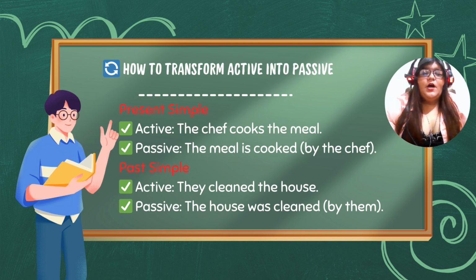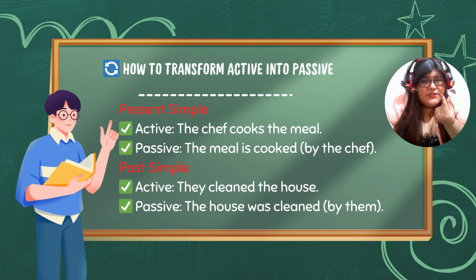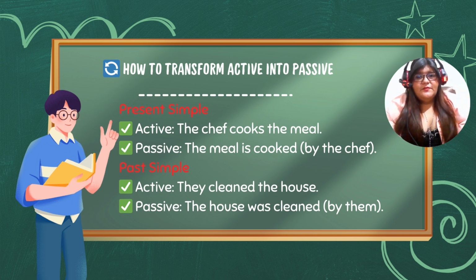Then we have here how to transform active into passive voice. For example, in present simple, in active, we say the chef cooks the meal. But in passive, the meal is cooked by the chef. There are short and little differences between them, but at the end they are like the same, right? It's just to add or delete some words.